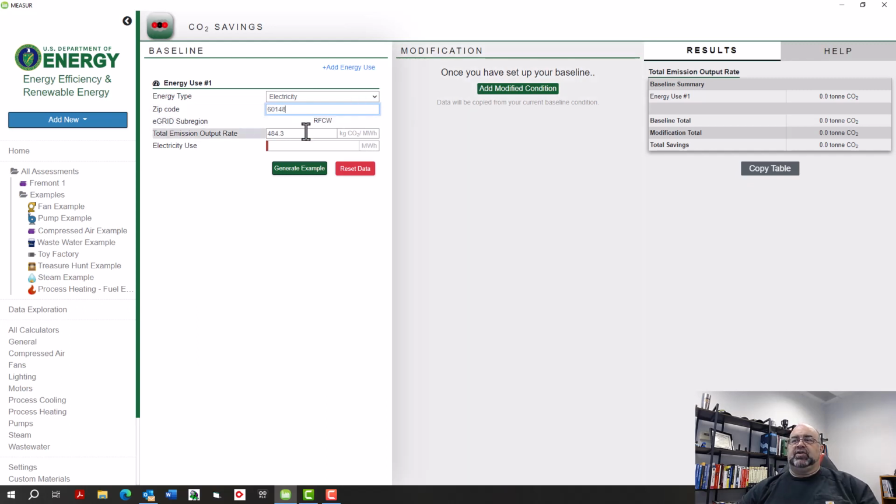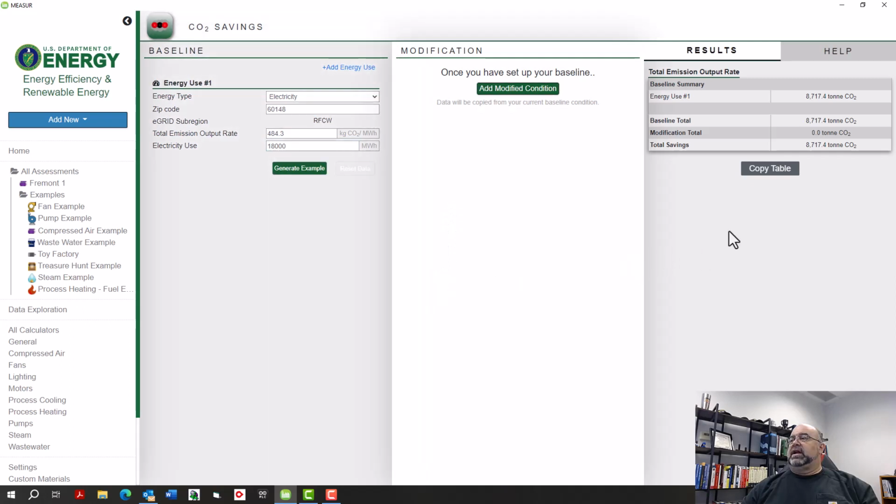So it's going to say this region is 484.3 kilograms. Now this is for my inventory, not reduction. So I'm going to put in a value, let's say my baseline is in megawatt hours. Let's say I'm a 3 megawatt plant, right? So that would be times 6, so 18,000. Okay? And that's going to tell me the number of tons of CO2. Now that's metric tons, which is 2,240.